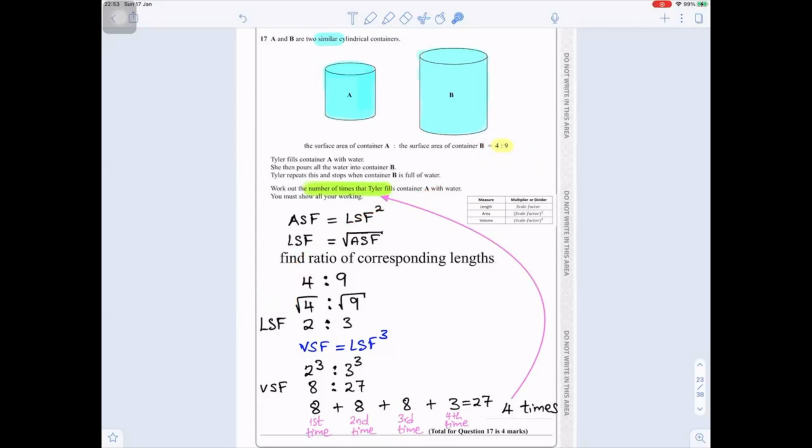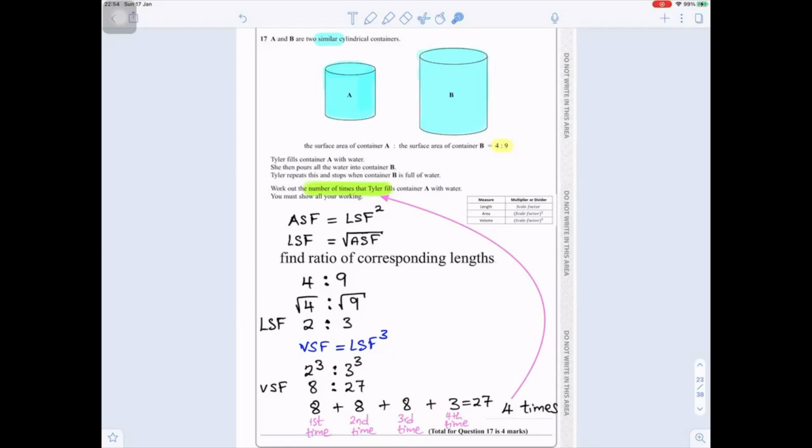Now that we've got the length scale factor, we have to change it to the volume scale factor. And to change length scale factor to volume scale factor, we cube the length scale factor, because volume is cubed. So we have 2 cubed is 8, 3 cubed is 27. 3 times 3 times 3 is 27. So that means the ratio is 8:27.